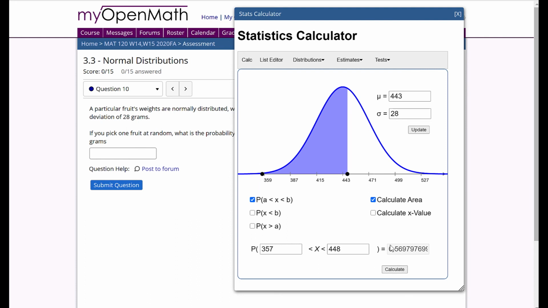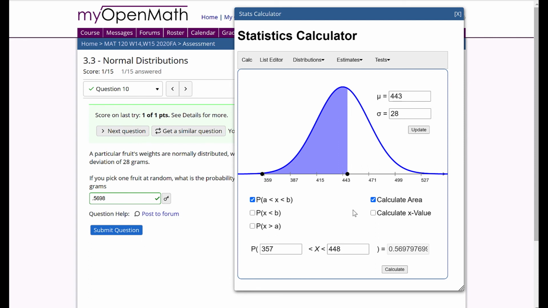And the area between, which is what's shaded in blue, is 0.5698 when you round to 4 decimals. And that's how you do normal distributions.